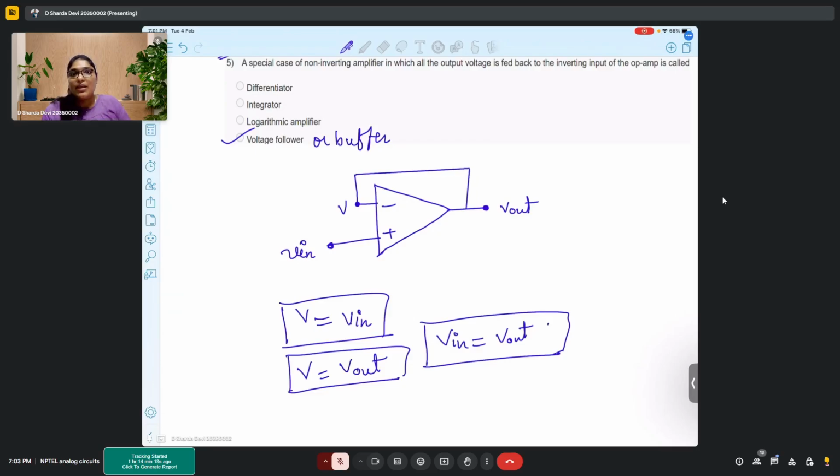Okay? Whenever you hear the term buffer, buffer basically means a voltage follower circuit, where input equals output. So if my input is equal to output, what is the purpose of this circuit? Does it have any purpose if my input is equal to output?